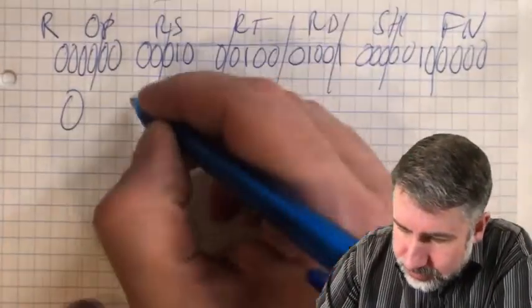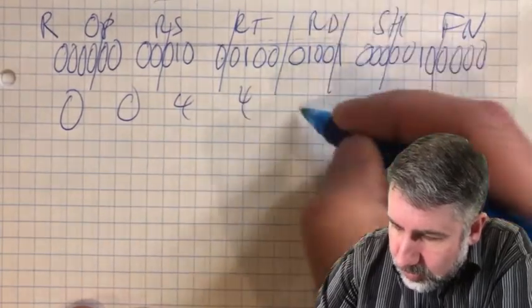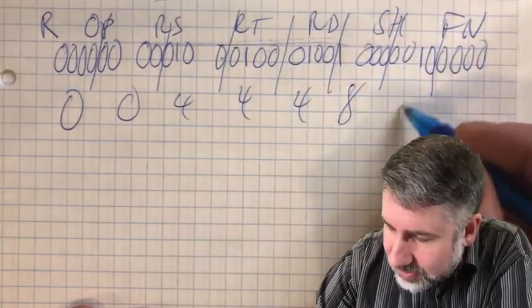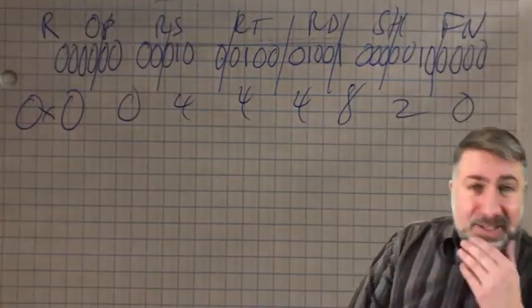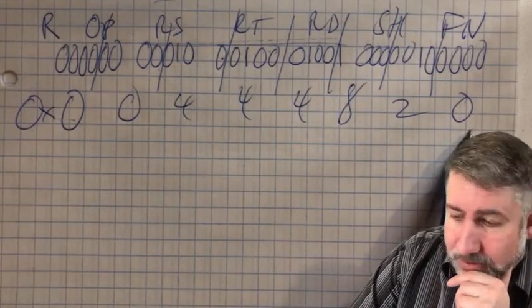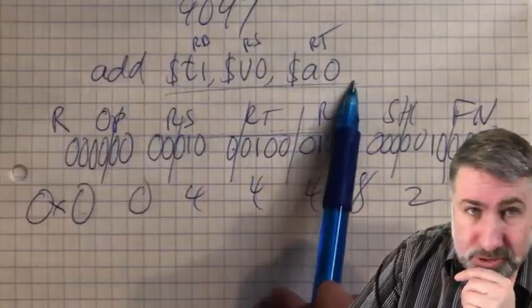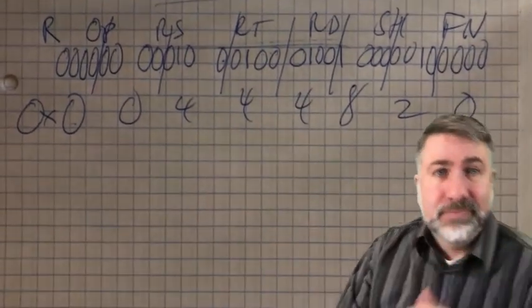This is 0, this is 0, this is 1, 2, 4, this is 4, this is 4, this is 8, this is 2, and this is 0. We put a 0x in front of it to indicate it's hex, and if we see this in code somewhere, we know that that corresponds to this instruction. And that's it. That's all there is to it. Let's do another one.